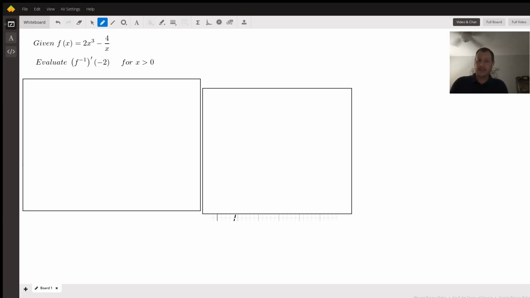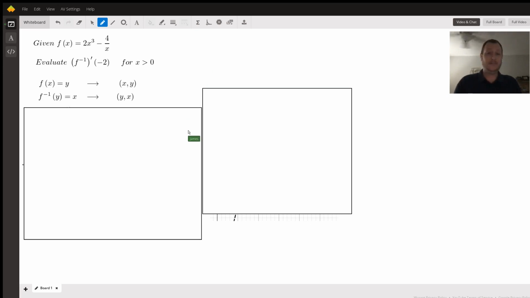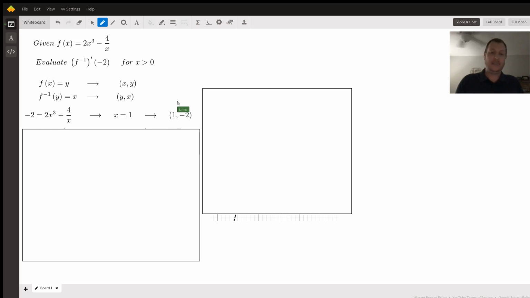So let's revisit what it means for a function to have an inverse. If you have some function, f of x equals y, it's going to have a set of points, x comma y. Well, to go from a function to its inverse, you just switch the x's and the y's. So we know an input into our inverse corresponds to an output of our original. So this input of -2, that's really code for an output of -2 into this original function. So we can get that x value or that input that's going to give us an output of -2.